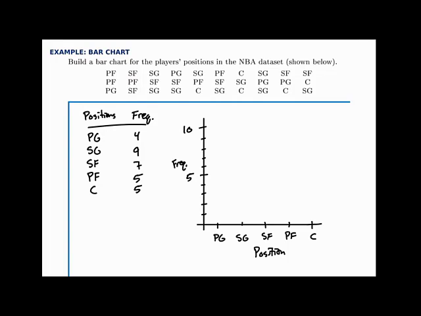So rather than having the bars connect like they would with a histogram, with a bar chart, since we're thinking of these as separate categories, they're not ones that flow into one another, we'll draw the bars with some separation. So at the point guard position, we'll draw a bar that goes up to 4, since there are 4 of those. And then at the shooting guard position, we'll draw one that goes up to 9. Small forwards have a frequency of 7. And power forwards and centers each have a frequency of 5.